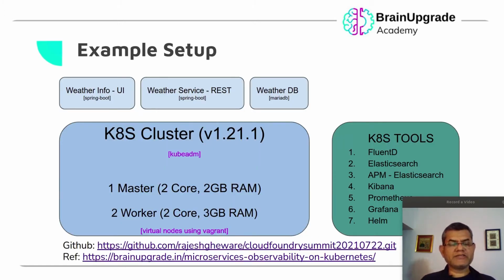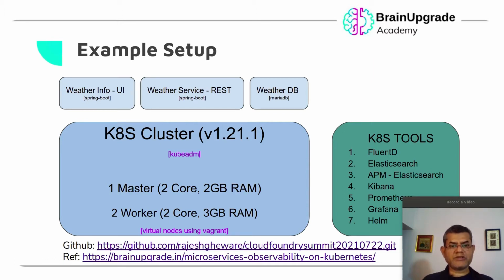I have taken one example using a weather app. The weather app is split into 3 microservices. The first one is the user interface, that is the front end. The second one is the middle layer, the service layer, that actually talks to metaweather.com to get the city specific weather information. And the third one is the database.